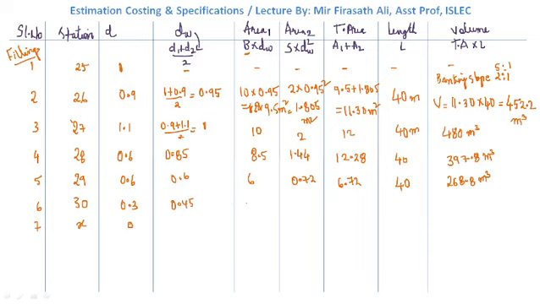0.45, 4.5, 0.40, 4.9, 40, 196.2 meter cube. These are all filling quantities. What is it? Filling, or we can say it as banking. Filling or banking. Okay. Now x is equal to 0.